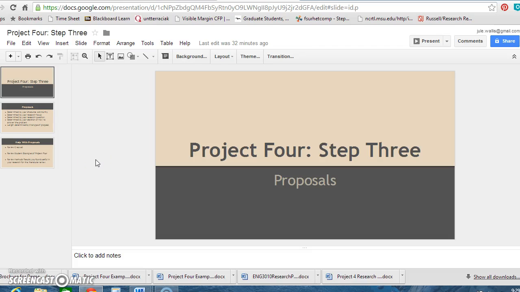Hello, and we're going to go over Project 4, Step 3, which is the proposal section of the project, in which you use your introduction and your literature review, with its research focus and problems, to attempt to propose some type of fix, change, or alternative to the research topics, focus, questions, and problems that you have investigated thus far.